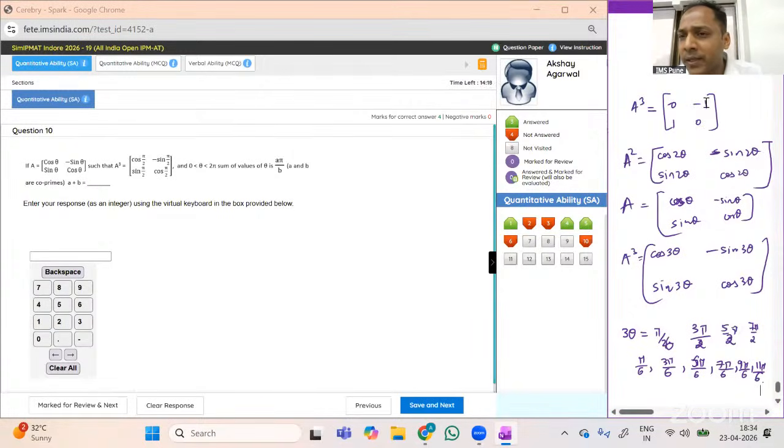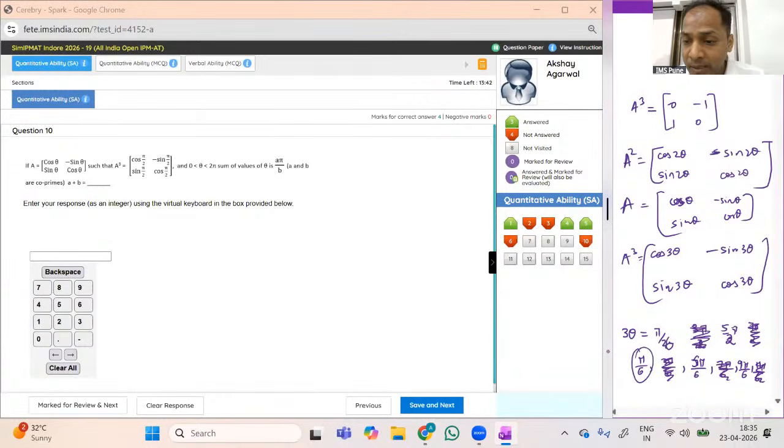Would it also satisfy this thing? Sine of 3 theta is equal to -1, or basically sine of 3 theta is 1. So 3 theta, sine of 3 theta 1, happens only at pi by 2. It will not happen at 3 pi by 2, it will not happen at 7 pi by 2, it will not happen at 11 pi by 2. So 3 pi by 6, 7 pi by 6, 11 pi by 6 are gone, and a and b are co-prime.